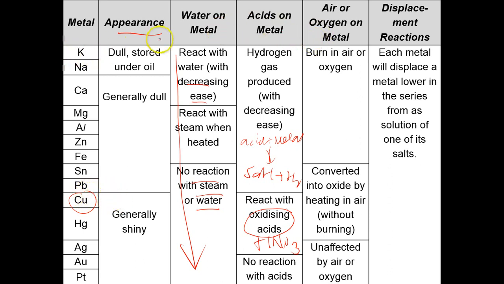Burning wise, the metal burns in oxygen in air to give you the metal oxide. At the bottom, unaffected because they are very unreactive. Displacement reaction wise, the metal above can displace the cation of the metal below from the solution of its salts. I mean, it displaces it from its aqueous solution.